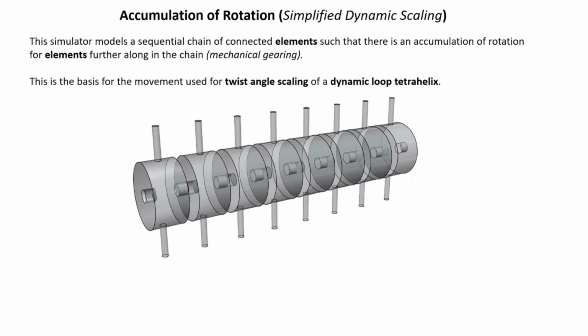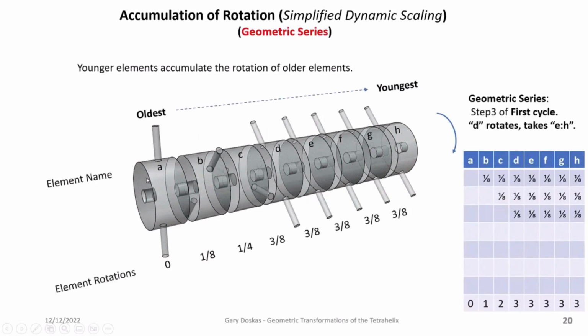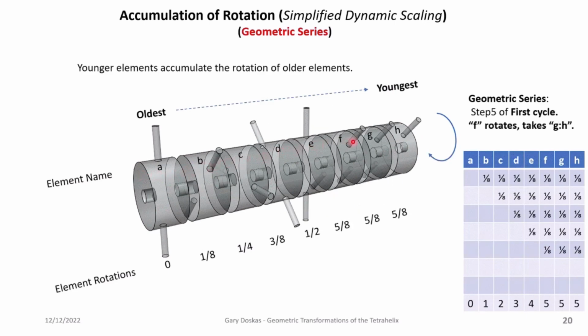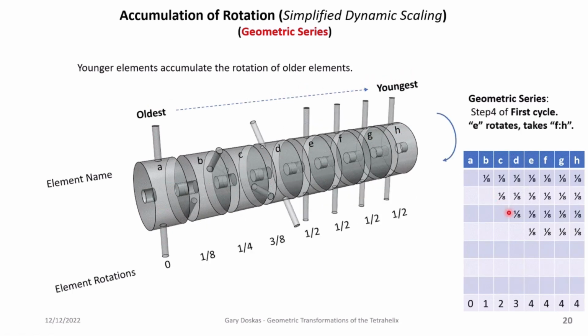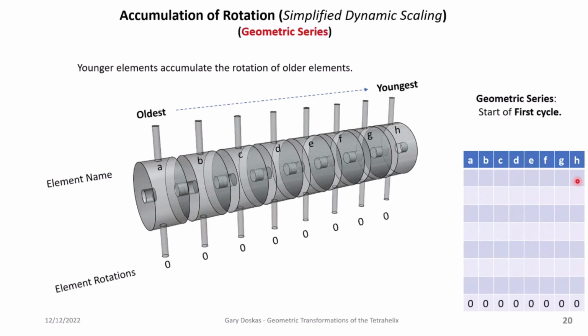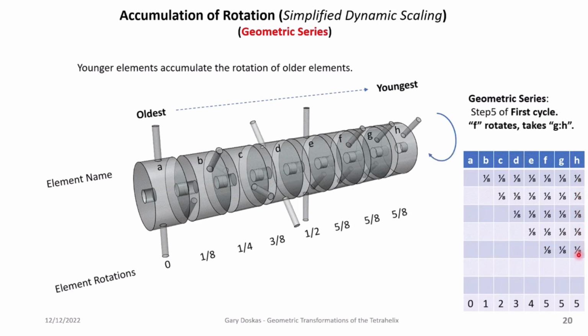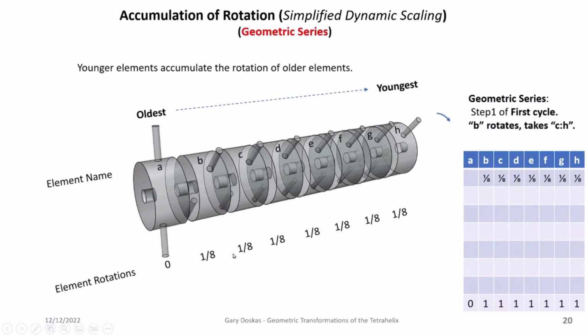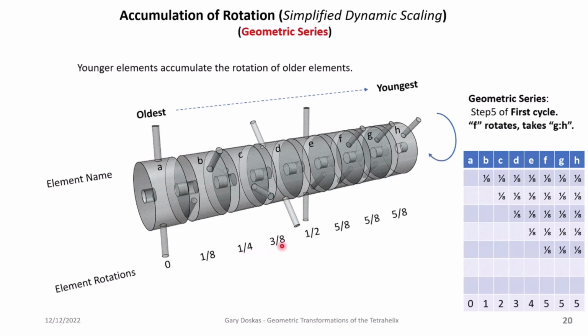This may be a clearer illustration of that, where I've labeled the elements from A through H, going from the oldest to the youngest. I'll use that term. And now for each time an older element moves, all of its descendants move along with it. So if you look at the youngest element H, it's accumulating more and more rotation. And to keep track of, in one pass, one frame, there's a geometric progression or a geometric series that comes out.